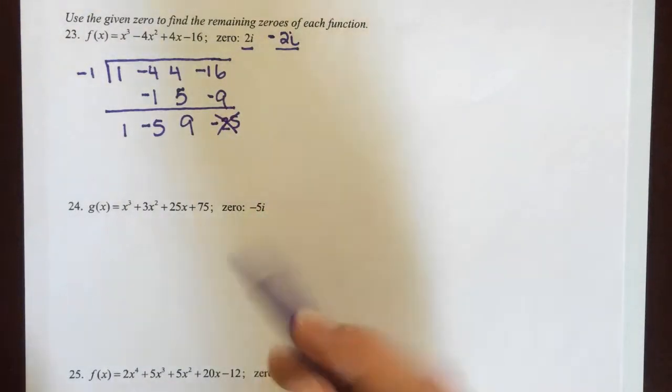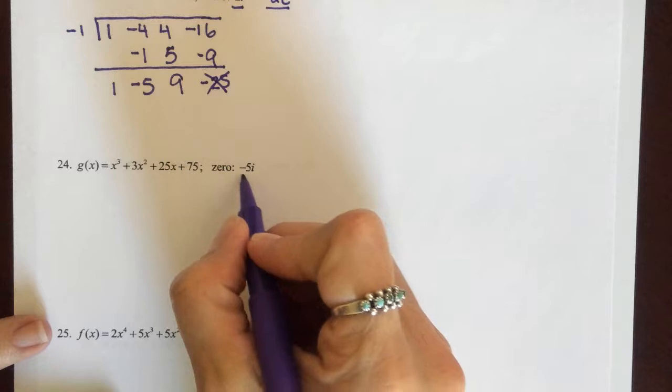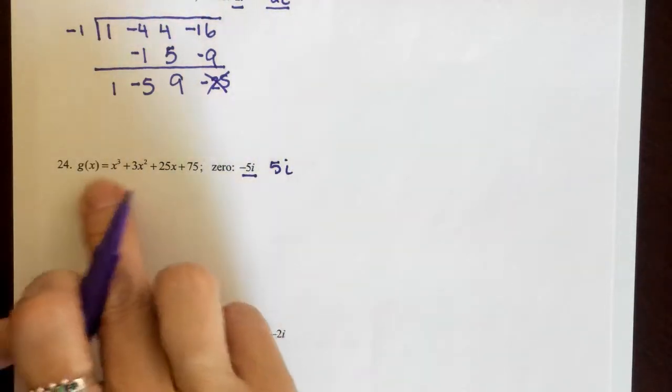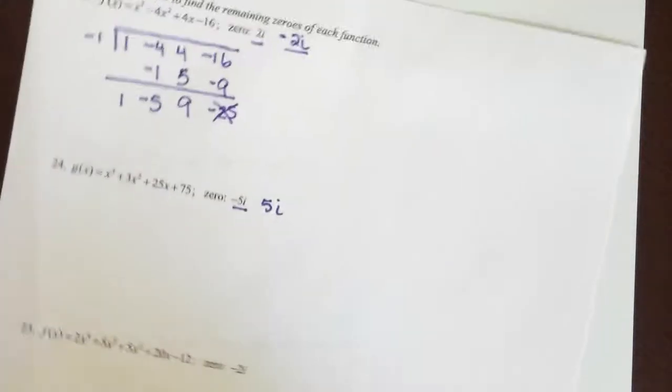You're going to do the same thing for 24. On 24, they gave you negative 5i. So we also know we have positive 5i, and then you're going to try different factors until you find the one that gives you your zeros.